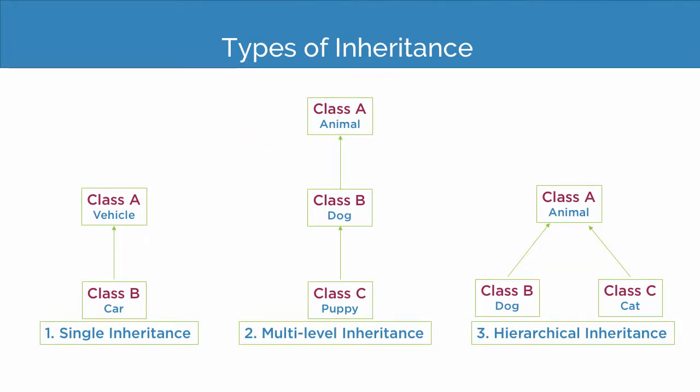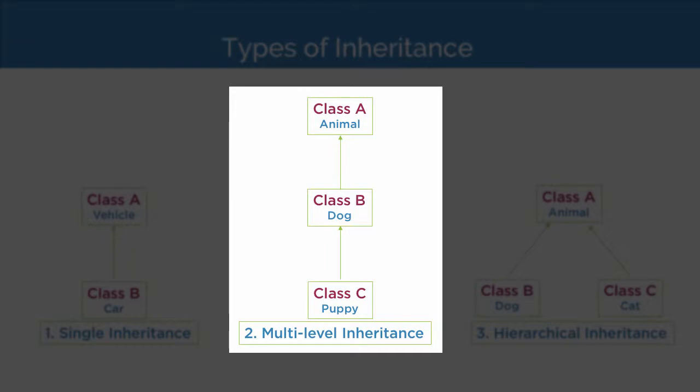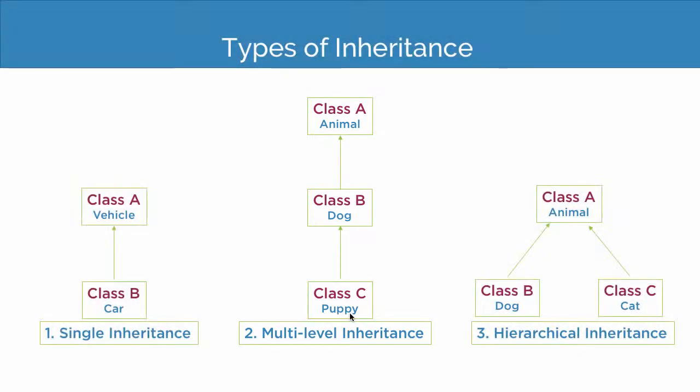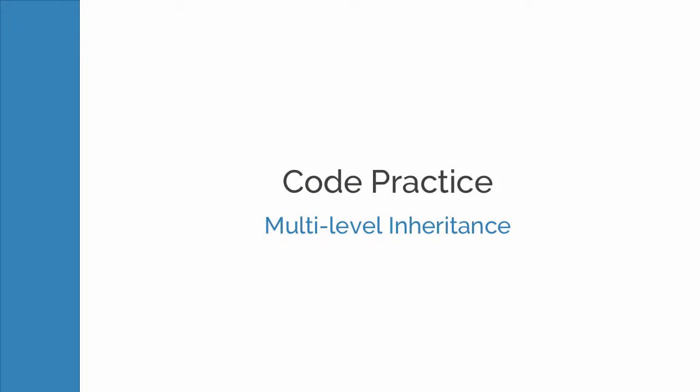Now, at this point of time, I will give you a very small assignment. Inside the IntelliJ IDE, I want you to implement the multi-level inheritance. Create a class of puppy that inherits from class of dog, which in turn inherits from the class of animal. Now the class animal and class dog are already created inside the IntelliJ IDE. All you need to do is create the class of puppy that extends from class of dog, and then try to access all the properties of animal and dog with the help of the object of puppy. So go ahead and practice the code exercise.